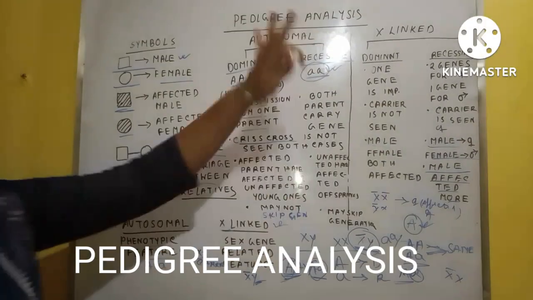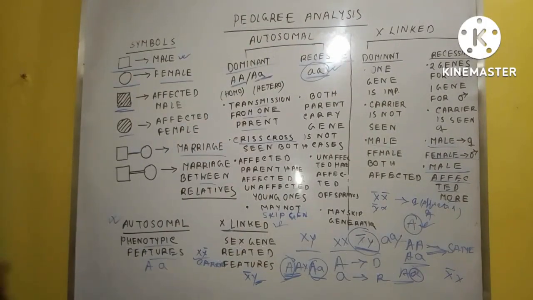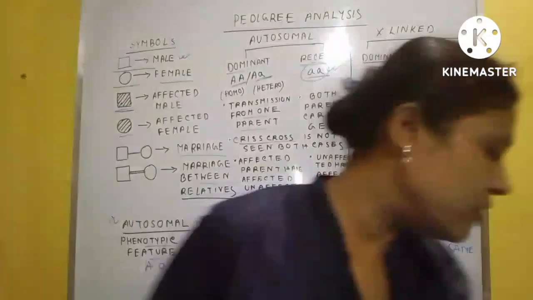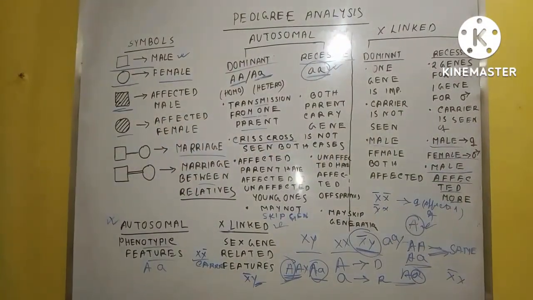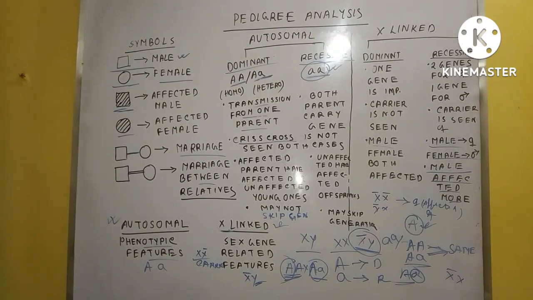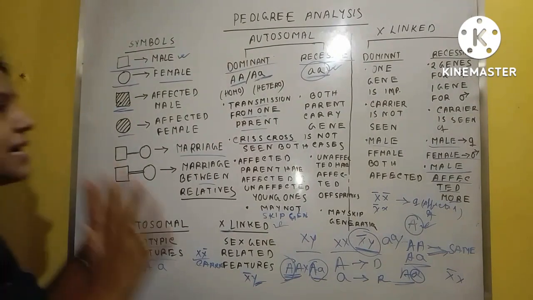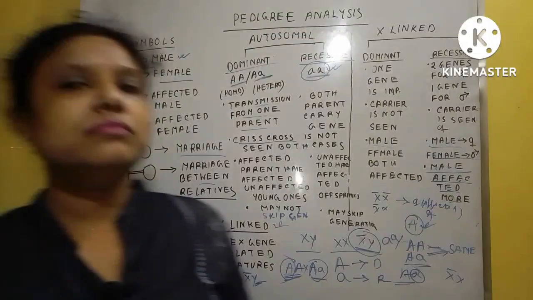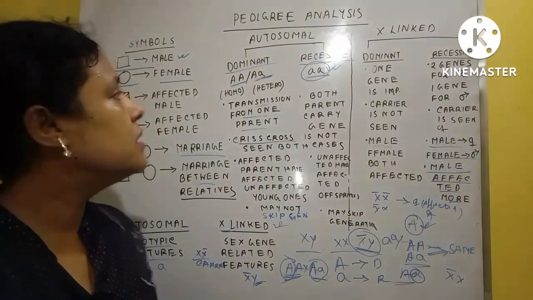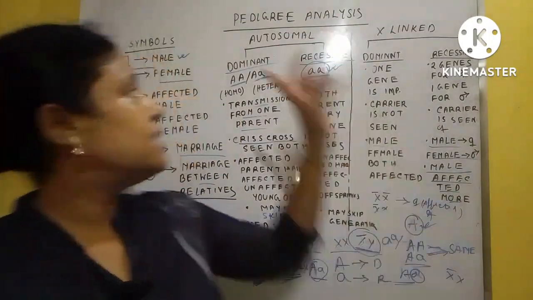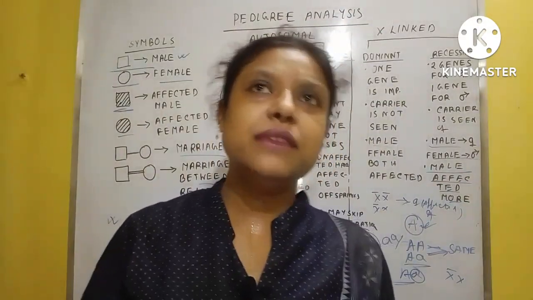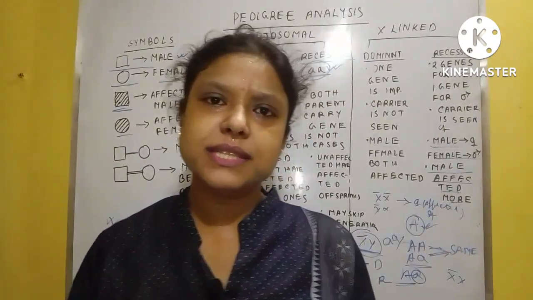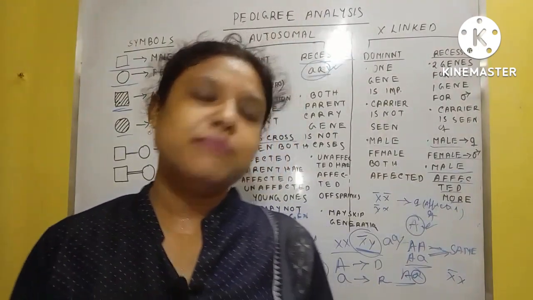Clear? So these are the main basic features that are very important for understanding the pedigree tree, and you have to study this. Then you will properly solve the examples related to the pedigree tree. Okay, so I will give the proper examples related to the pedigree in my next video.